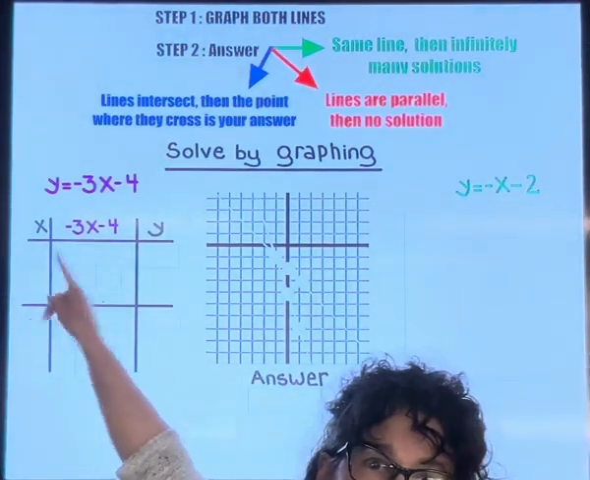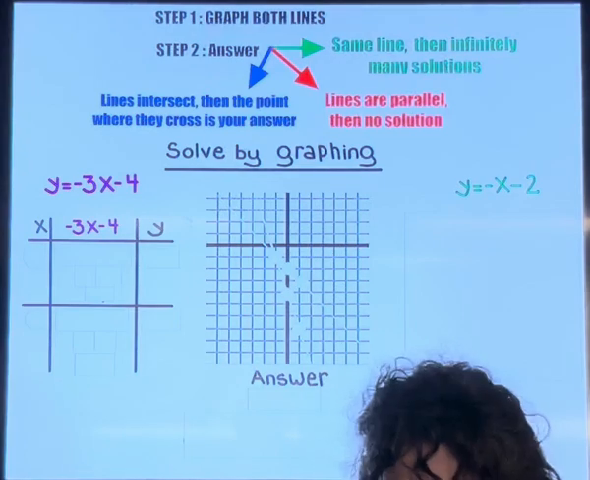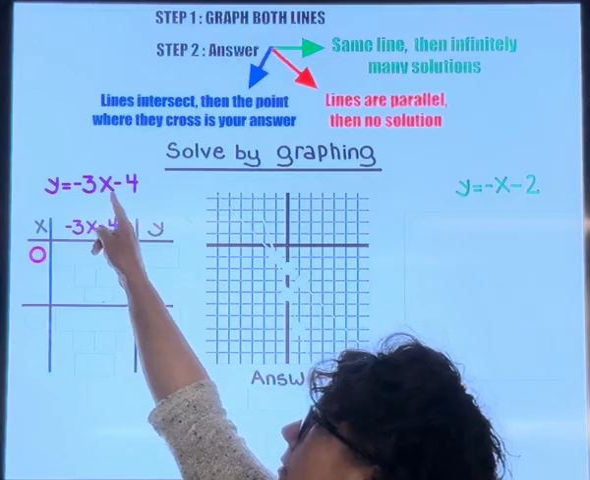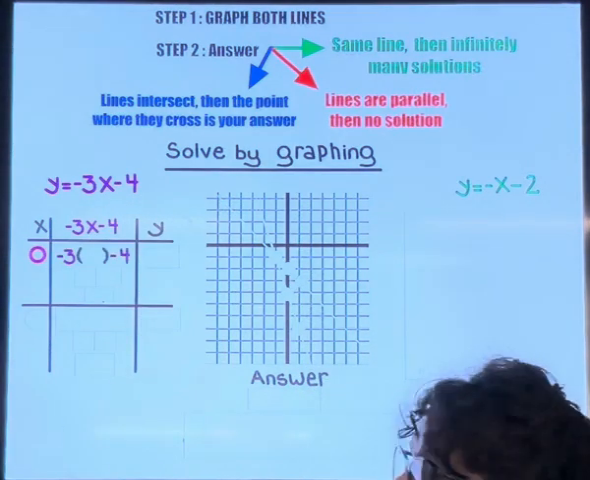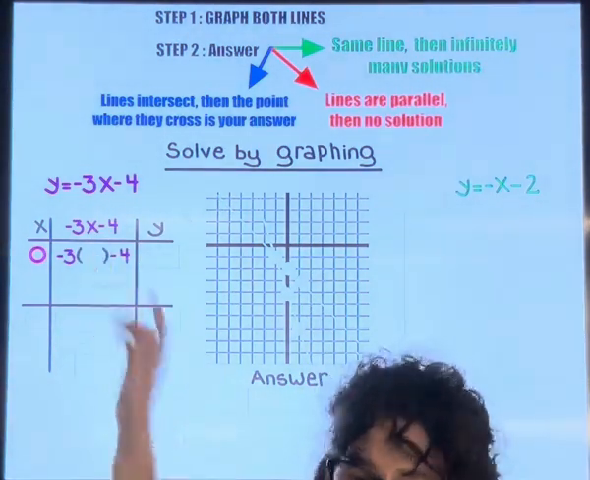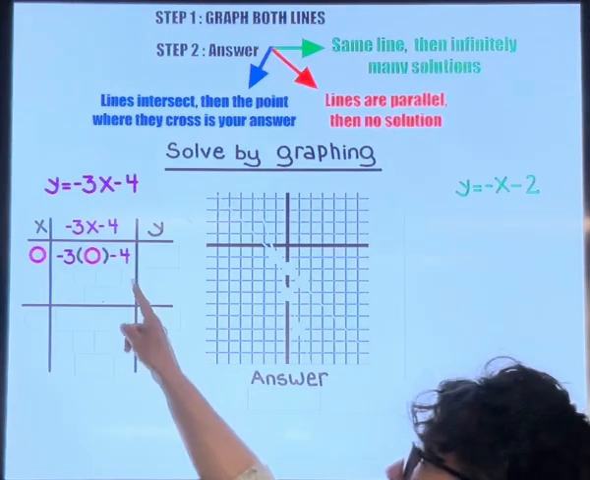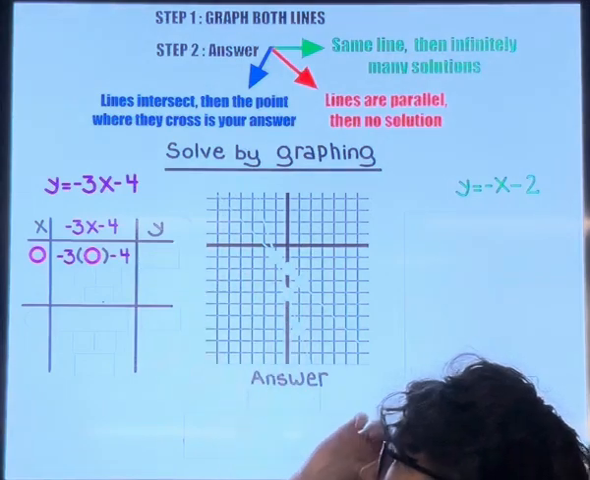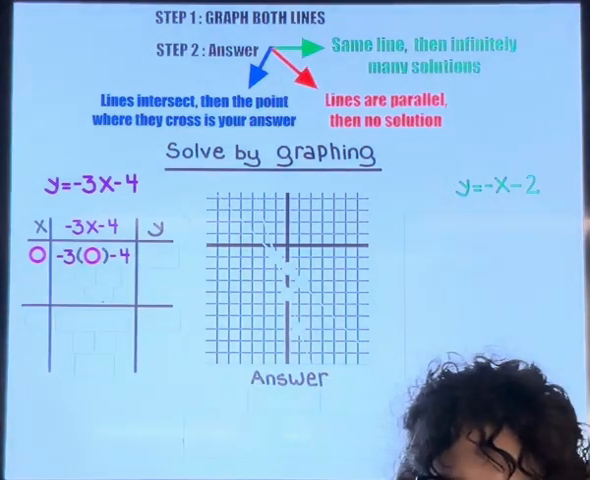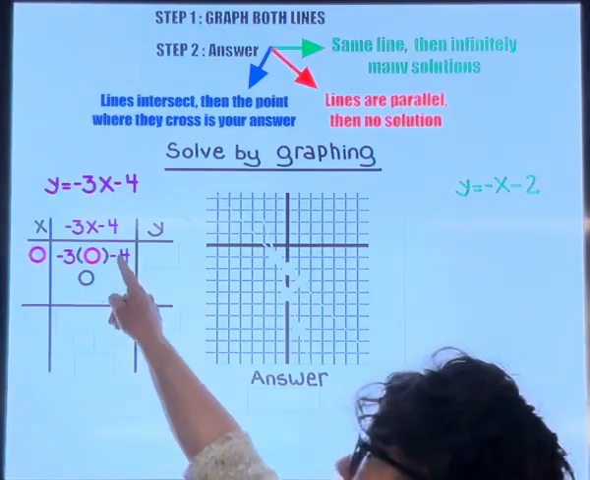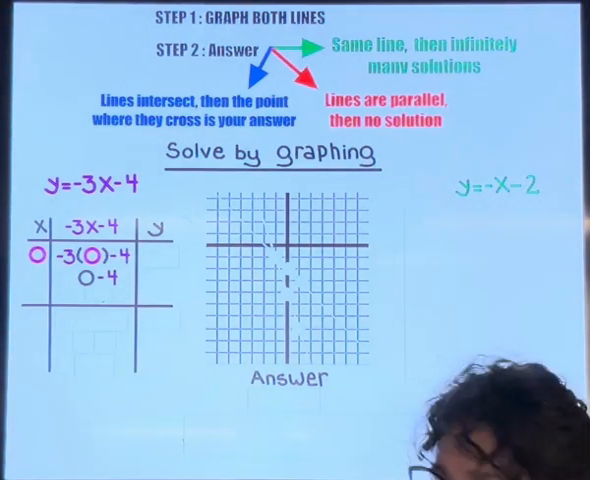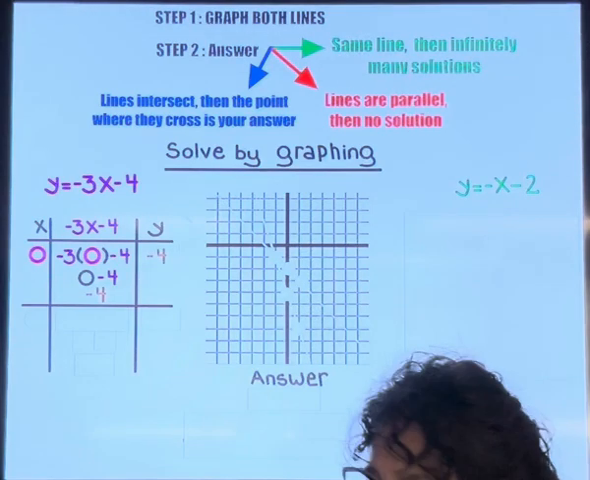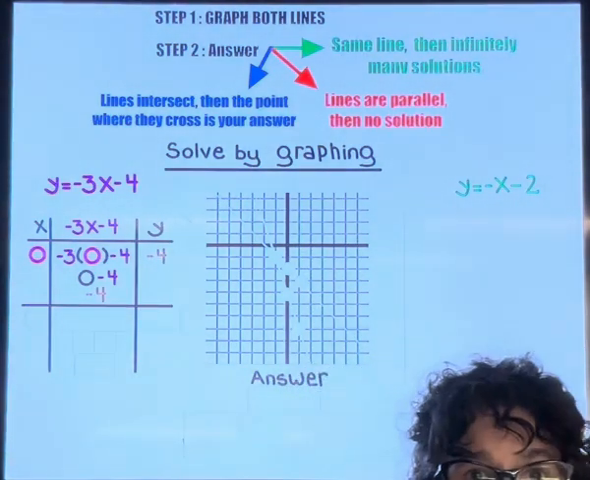I need to pick a number, plug it in the equation, and find the answer. So let me start by substituting in 0 into negative 3x minus 4. So this becomes negative 3, and instead of x, that will be 0, minus 4. Simplifying, let's follow PEMDAS, so multiplication, negative 3 multiplied by 0 is 0. Bring down my minus 4 there, and 0 minus 4 is negative 4. So when I substitute in 0, I get out negative 4.